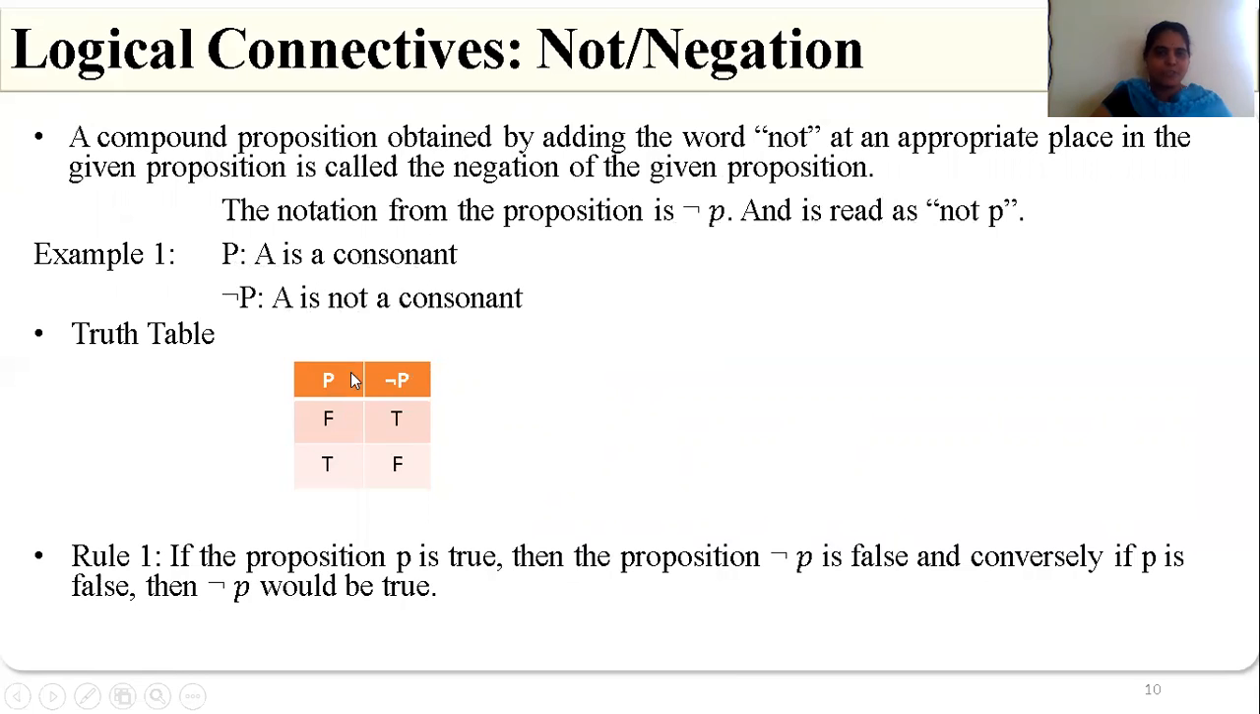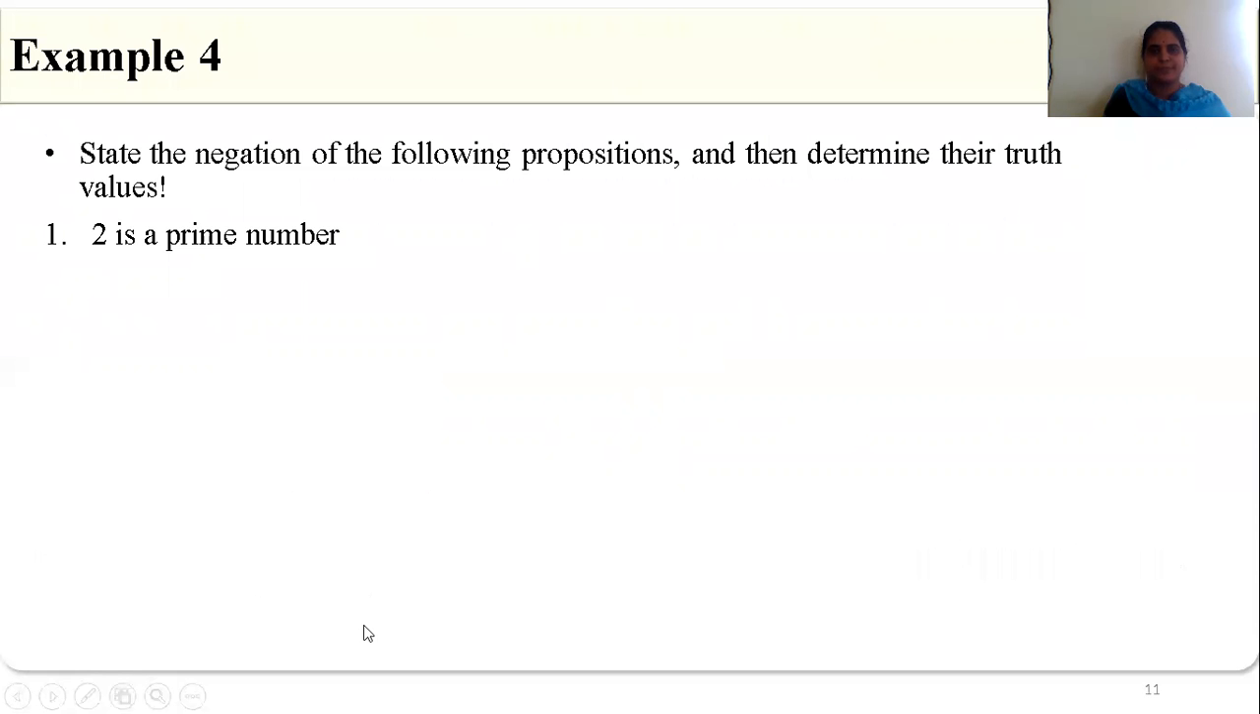The truth table for this one: P has possible truth values true or false. If P is false, negation of P is true. If P is true, negation of P is false. Then you can say the rule for negation is if the proposition P is true, then the negation of proposition P is false. Conversely, if P is false, then negation of P would be true.